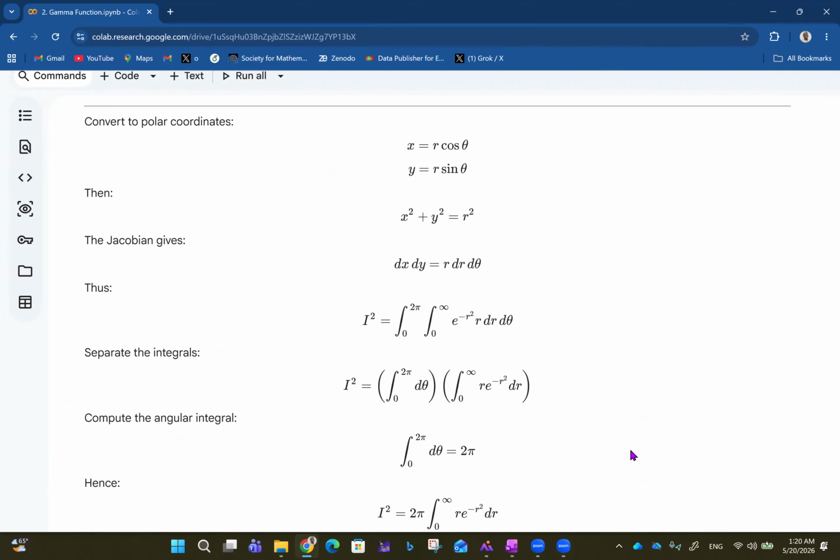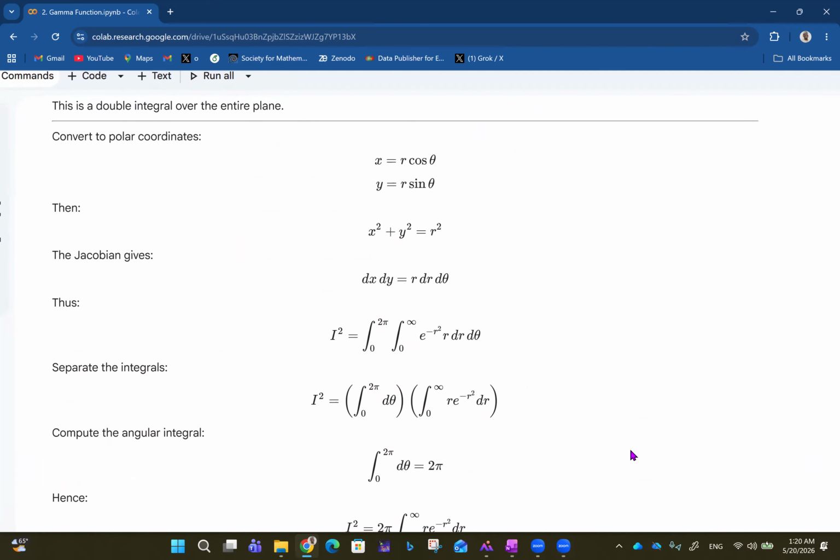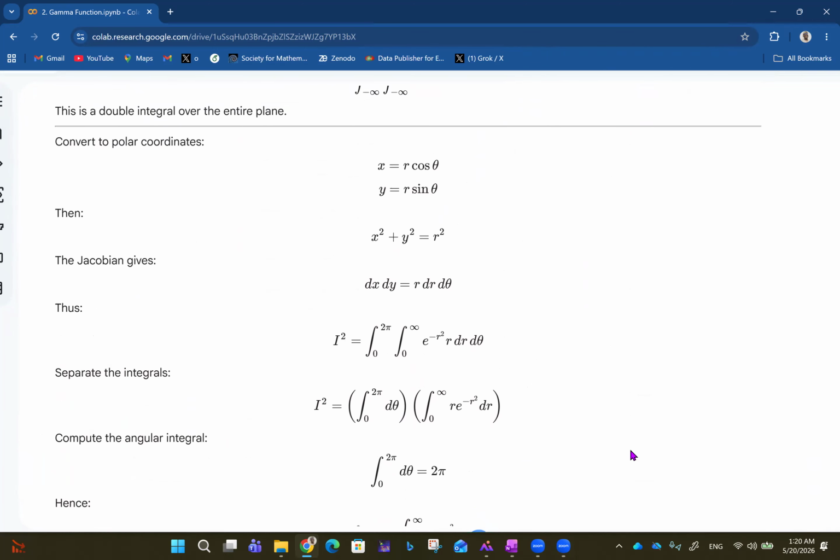So that's the double integral there. Now we have to do something. We convert to polar coordinates.